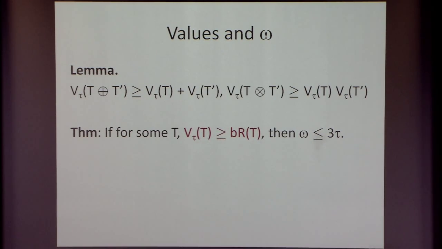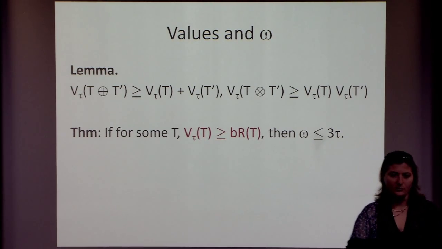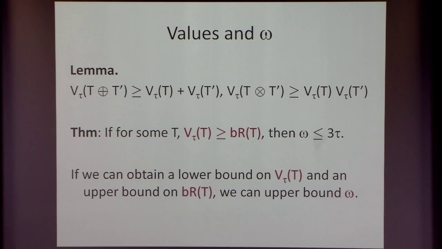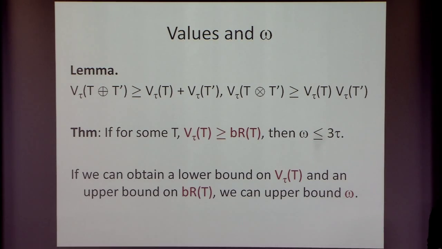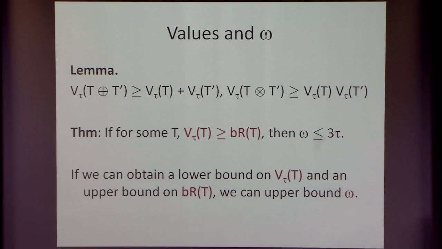So this seems like the right thing to analyze. This value function gives us a way to analyze omega, just like the Schönhage theorem allowed us to analyze it before. But now this value function is in the limit, whereas the Schönhage theorem wasn't. And we can gain from this. So now the approach is I obtain some lower bound on the value function, and I have an upper bound on the border rank, and if I combine these together with this theorem, I get a bound on omega.